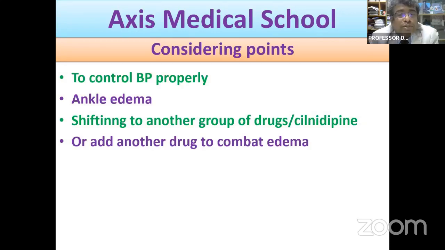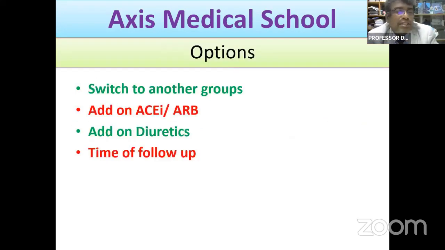L-amlodipine, another newer form of amlodipine, which is also called levoamlodipine. So we can switch over to these drugs, or we can switch over the groups, or we can add other drugs to combat the edema. We can switch to another drug like an ACE inhibitor or ARB, which are also first line drugs, or we should give diuretics to reduce the edema, and then we have to follow up the patient to control the blood pressure, or adjust the antihypertensive drugs.